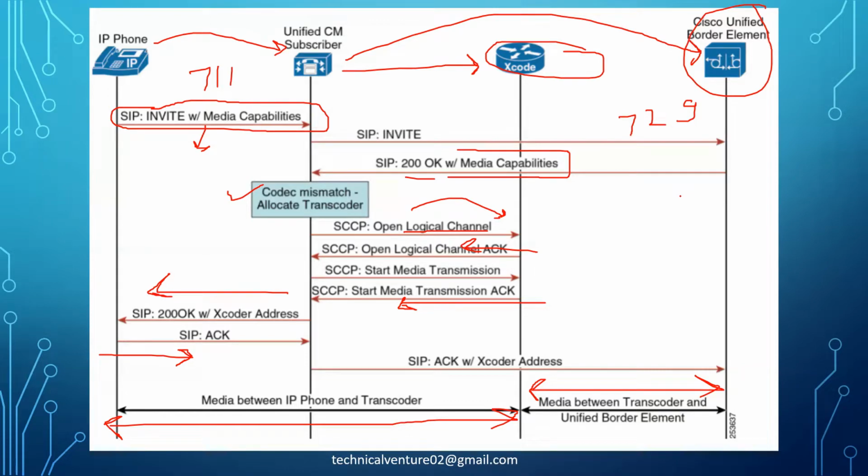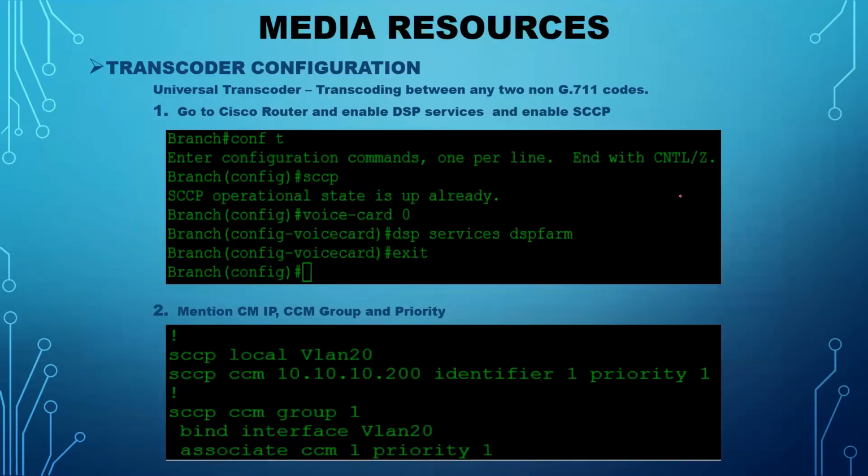Okay, let's check the transcoder configuration on the gateway. As you can see, we have two things: the universal transcoder and traditional transcoding as well. What is the universal transcoder? As it is written, we discussed transcoding between any two G711 codecs. That means universal transcoding. So what's the main configuration we need to do for this transcoder configuration on the gateway?